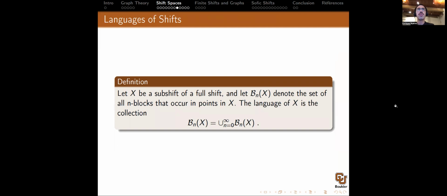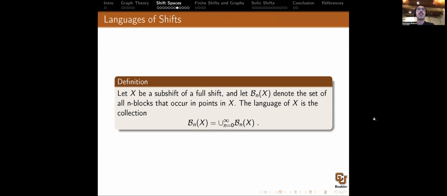Okay, let's try to get into languages of shifts. I'm going to try to convince you that there are languages that go along with these shift spaces, collections of bi-infinite sequences. Here's the definition. Let X be a subshift of a full shift, and let B sub n denote the set of all n-blocks that occur in points in X. The language of X is the collection as follows, which is just the union of all blocks of all lengths.